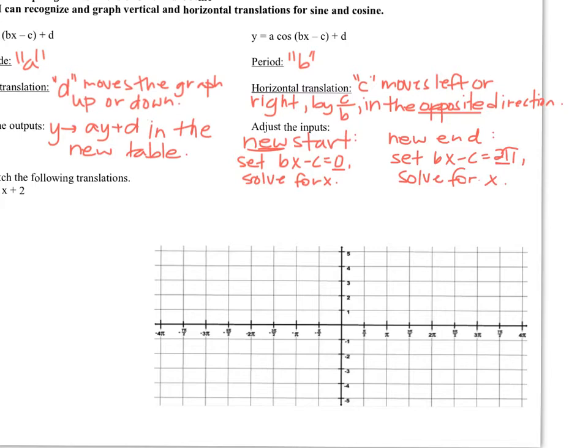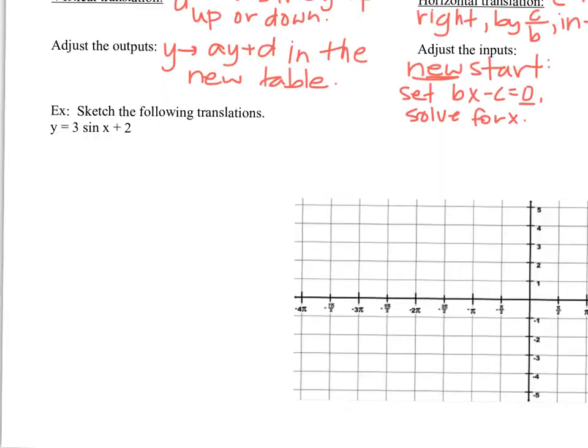All right, let's take a look at our first translation. We have y equals 3 times sine x plus 2. What we want to do is describe the translation like we did in 6.4 day 1. We'll graph our parent function, and then we'll graph the translation. Let's take a look at the values that we have.